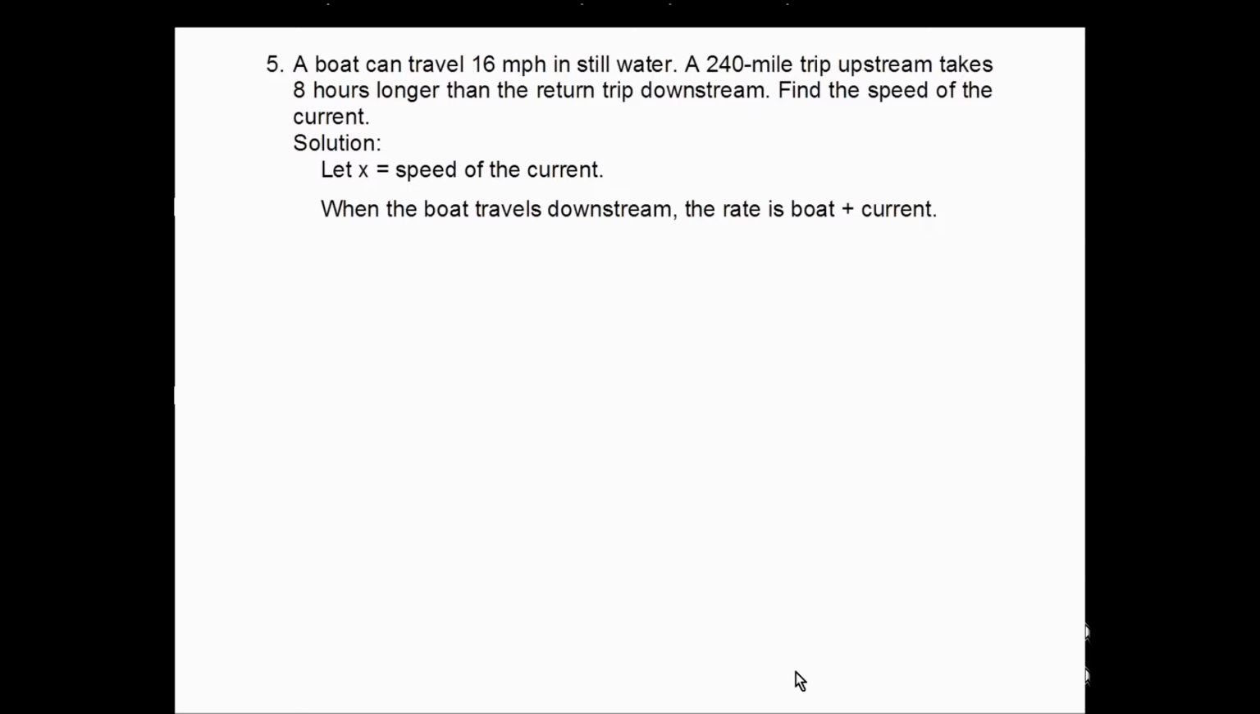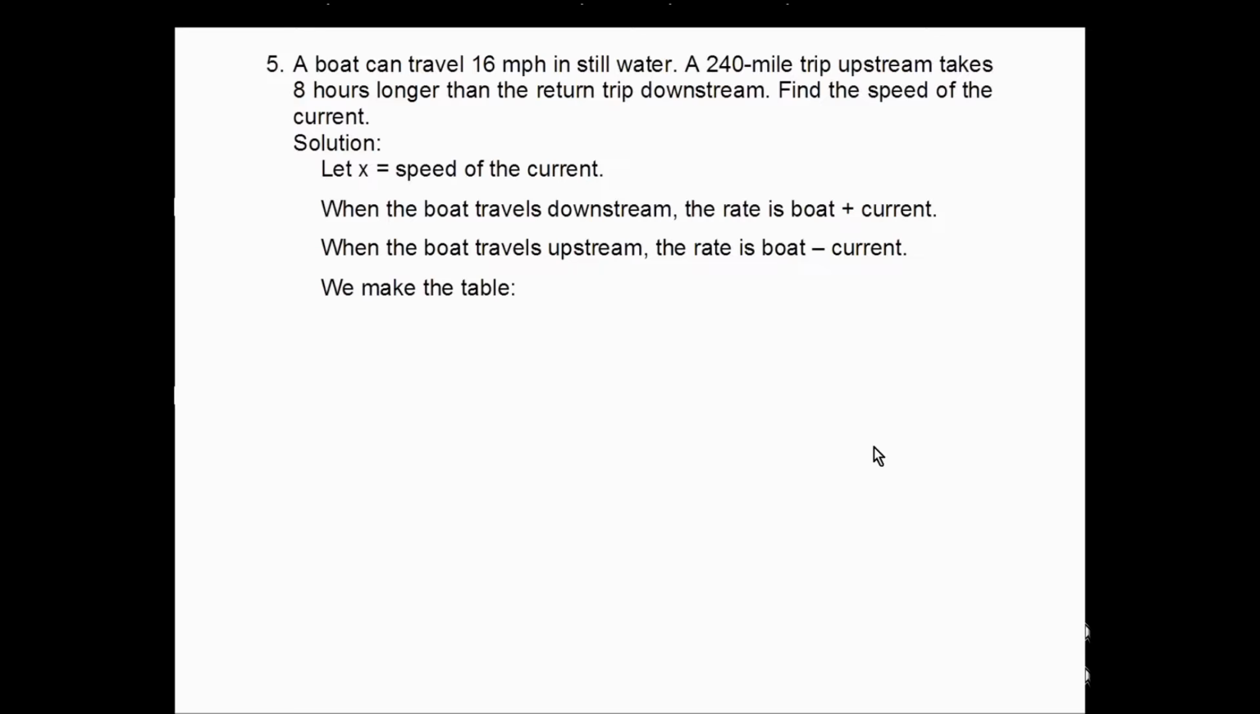When the boat travels downstream, the current is pushing the boat, so it's boat plus current. Notice if you get it backwards, it's the same thing, current plus boat. But when the boat travels upstream, the current takes away from the boat. So the rate is boat minus current. Notice with the subtraction it matters, but do notice it's alphabetical order. Boat minus current, boat plus current.